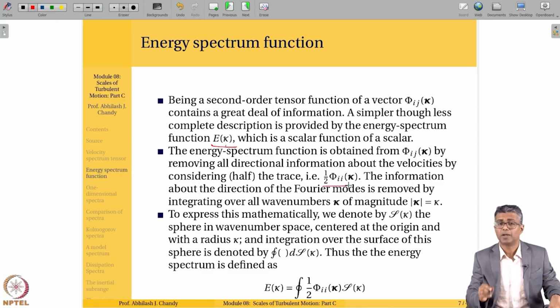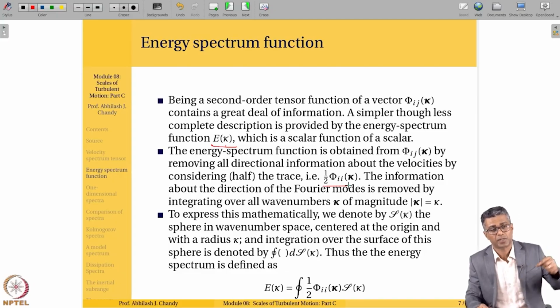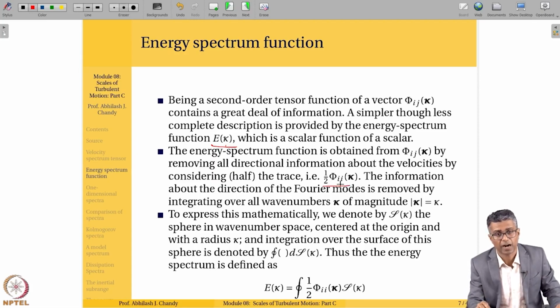Why is the half there? Because kinetic energy is half u squared, right? Kinetic energy per unit mass. So that is why you're taking the half phi I. So you're taking half of the trace, because you have u1, u1, right? That's the first term. u2, u2, or u2 squared, and u3, u3, or u3 squared. So half of u1 squared plus u2 squared plus u3 squared. That is why you are taking half phi I of kappa.